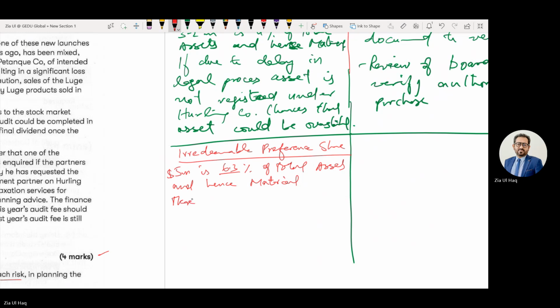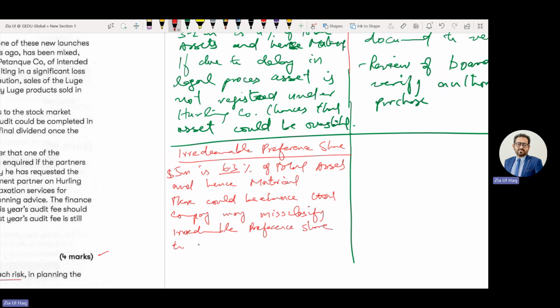There could be chances that the company may misclassify irredeemable preference shares to liabilities rather than stated under equity in the balance sheet.